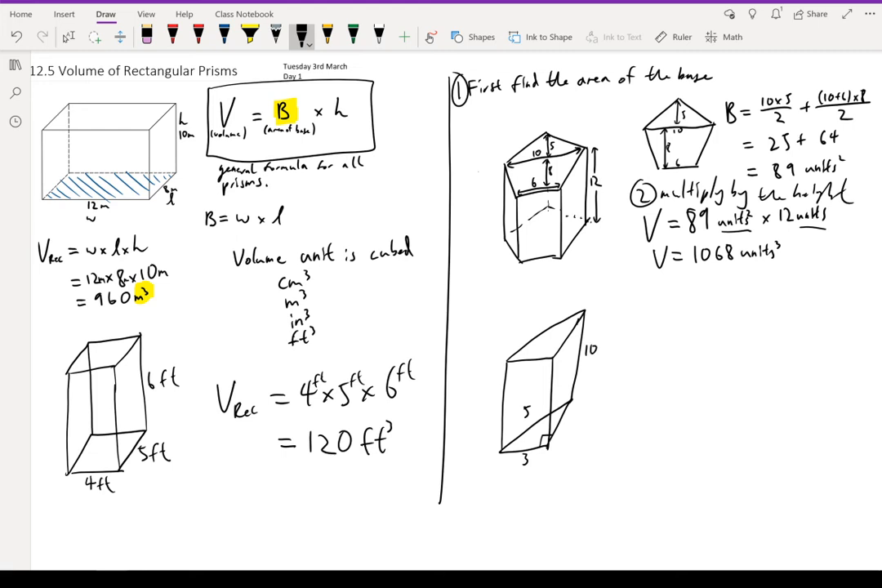If you look carefully at this triangular based prism, you might think, okay, 5 times 3 divided by 2, base times height divided by 2. Look, this is a right angle triangle.